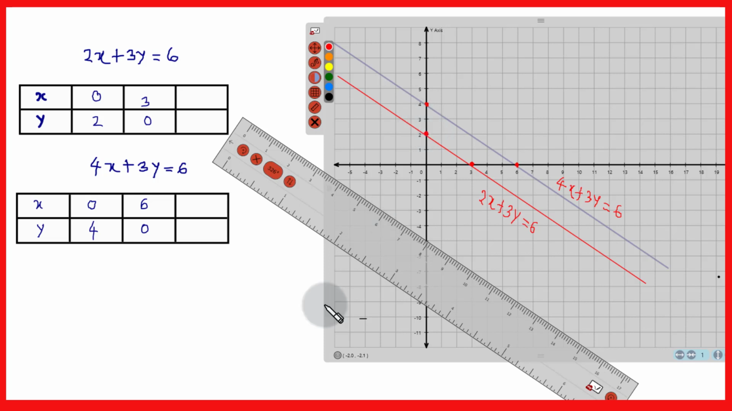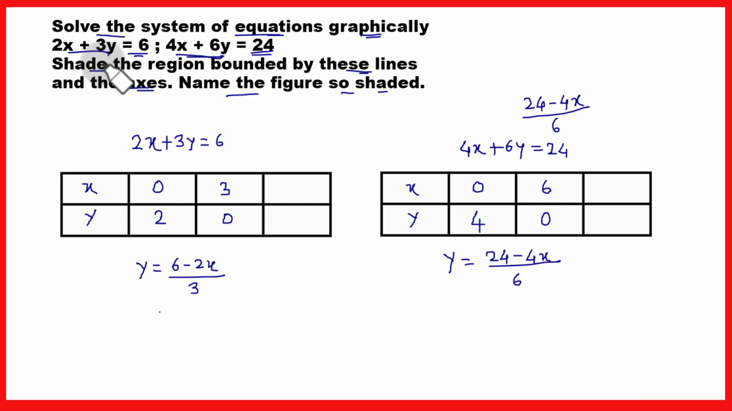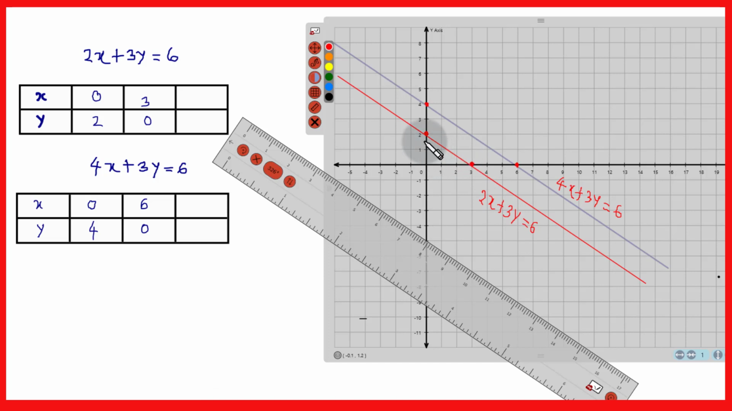Now here, what is the question? The next question asks: shade the region bounded by these lines and the axes. These are the 2 lines and these are the axes, and you have to shade the region which is bounded by these 2 lines and these 2 axes. So this will be the portion you have to shade. You have to shade this, and also you have to name it.